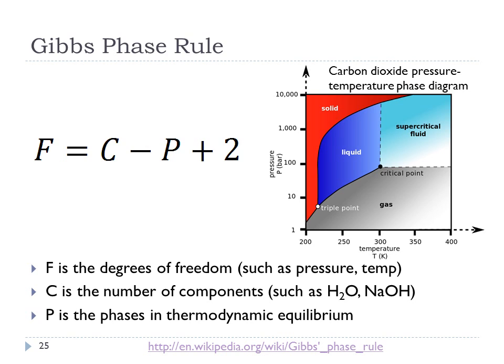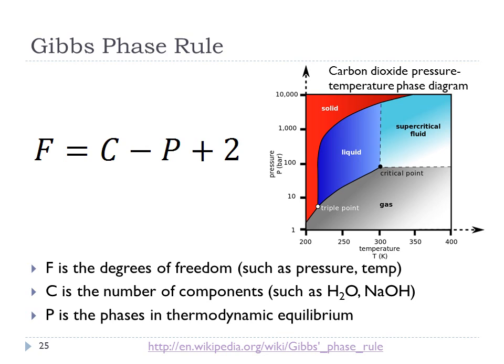So there's something called the Gibbs phase rule, which tells you the number of degrees of freedom in describing that phase. So degrees of freedom are things such as pressure, temperature, and it could be composition if you have multiple components. C is the number of components. So in this case, if it's carbon dioxide, then there's only one component. But you could have these type of graphs if you had, let's say, water and sodium hydroxide in solution. And then P in the equation is the number of phases in thermodynamic equilibrium. So let's see how this equation works out.